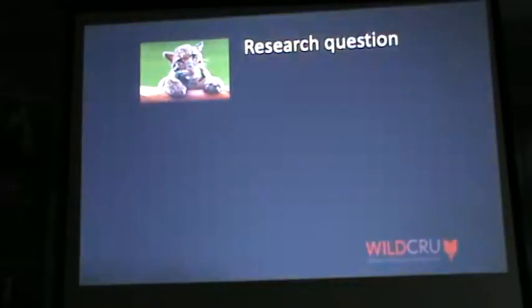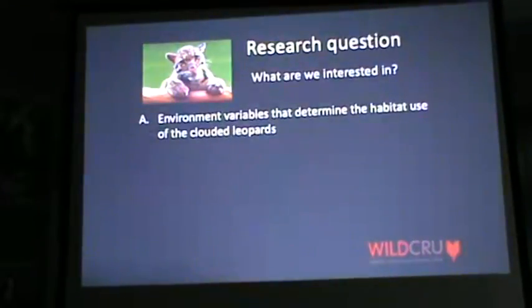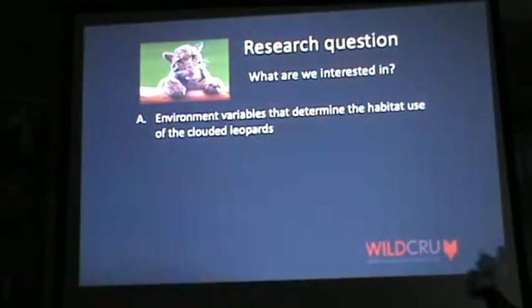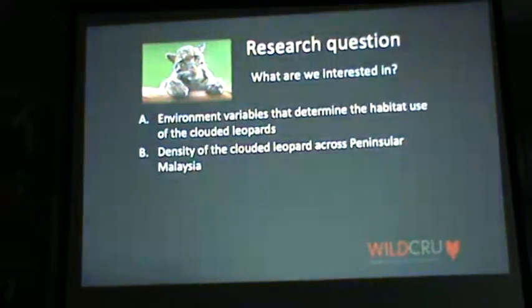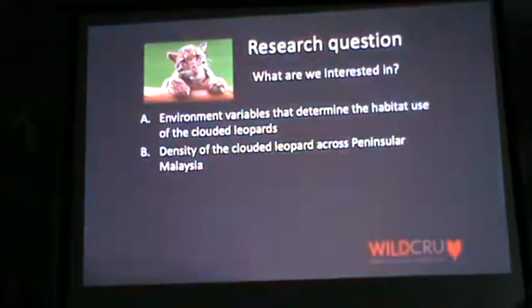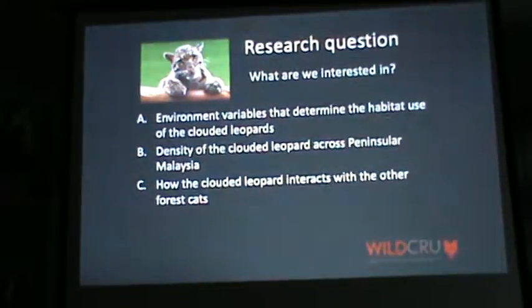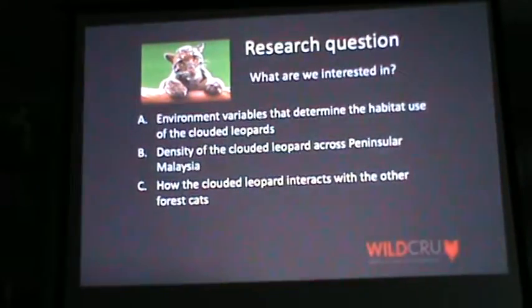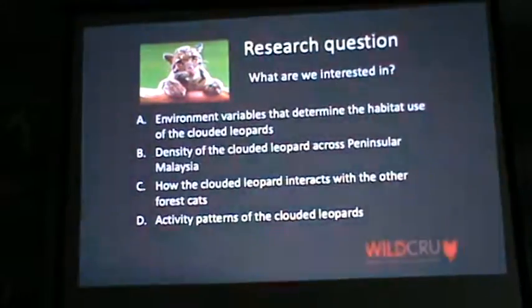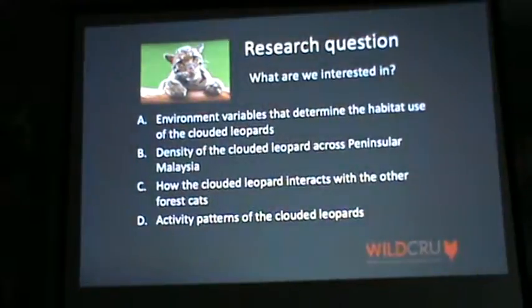So you came here for a reason. After reading the title of my talk, this is your first question. What do you think my research question is? Is it the environmental variables that determine the habitat use of the clouded leopard? Or is it the density of the clouded leopard, which we want to estimate across Peninsular Malaysia? How the clouded leopard interacts with other forest cats like the leopard, leopard cat, and even the marble cat? Or lastly, when does the clouded leopard come out to forage? Is it during dusk, dawn, day, or night?